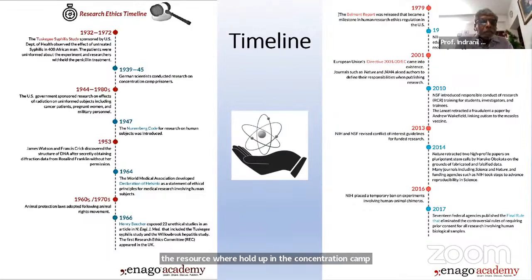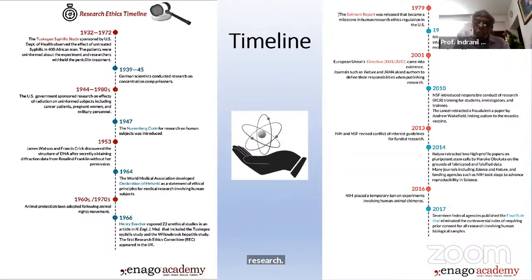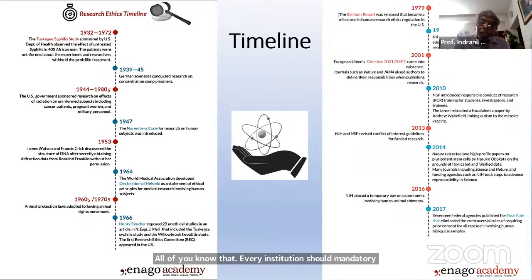Then the Nuremberg Code for research on human subjects was introduced. Those of you who are into medical research all know that every institution should mandatorily have a bioethics committee in place, and there should be regular meetings of that bioethics committee to consider, evaluate, and approve necessary things.